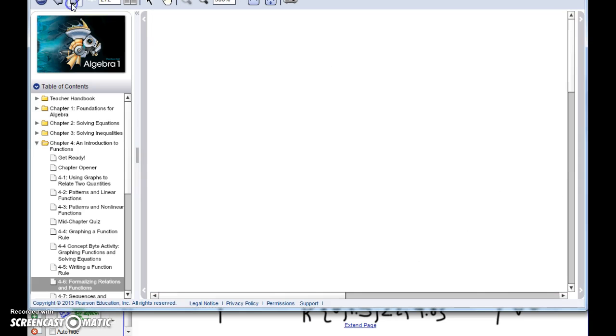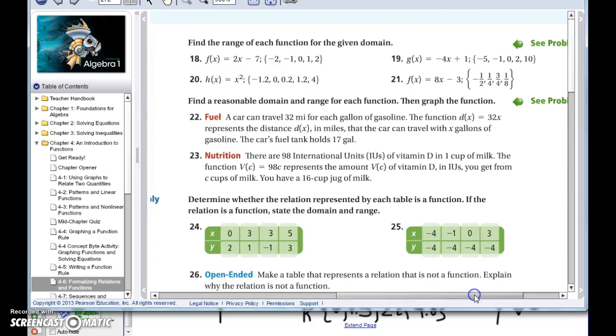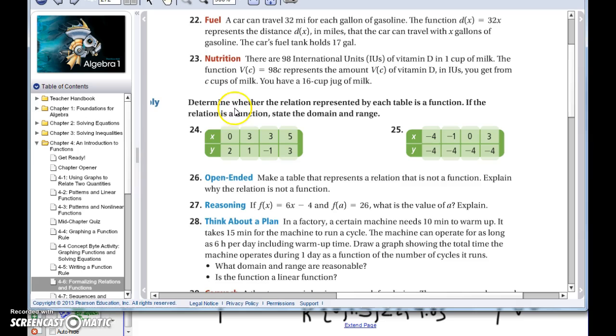I'm going to the next page. Next page. Oh, that's not helpful. All right. On the next page, you have to do 24 to 26. So, determine whether it's a function, state the domain and range. You can do that. 26, make a table that represents a relation that's not a function and explain why. Okay, open-ended. You can do it. You're on your own. I know you can do that.